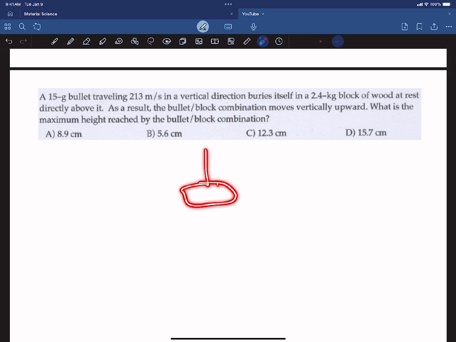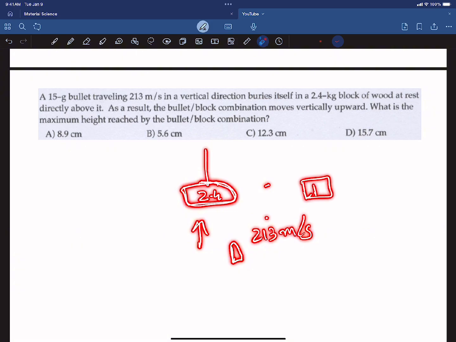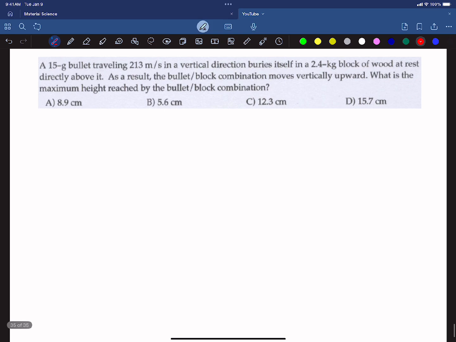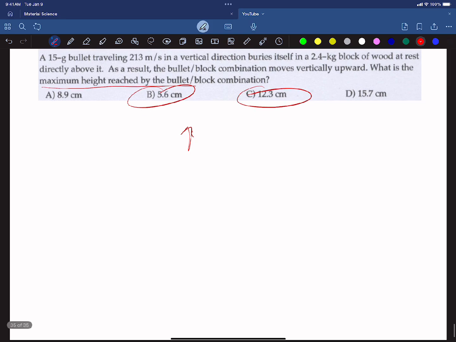Let's say the block is hanging on something and the weight of the block is 2.4. Now the bullet is coming in this direction from below with a speed of 213 meter per second. After the collision, the whole block and bullet system will move in this direction due to the kinetic energy this bullet possesses. Now they want us to find the total height reached by the bullet and block combination, so basically how many centimeters they will go upward after the collision.